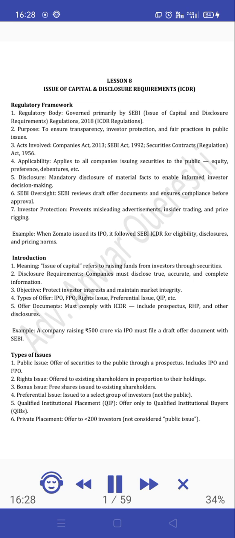5. Offer documents. Must comply with ICDR. Include prospectus, RHP, and other disclosures. Example. A company raising 500 crore rupees via IPO must file a draft offer document with SEBI.